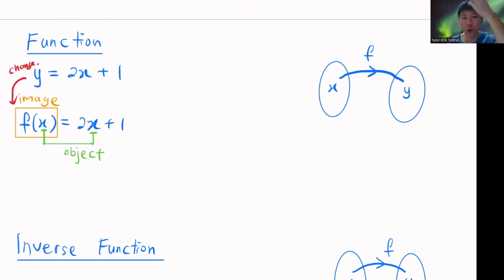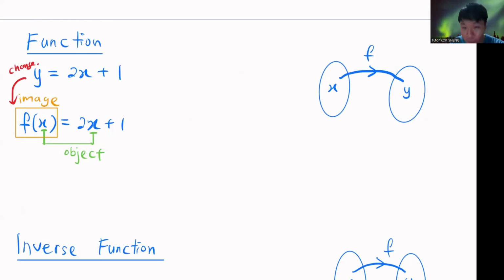But of course, you know that it's not only f(x). It can be g(x), h(x), b(x), a(x), whatever letter you have. So it can be a different letter. Now in this function here, this x is the object. This whole thing here is considered the image. Okay, still good.